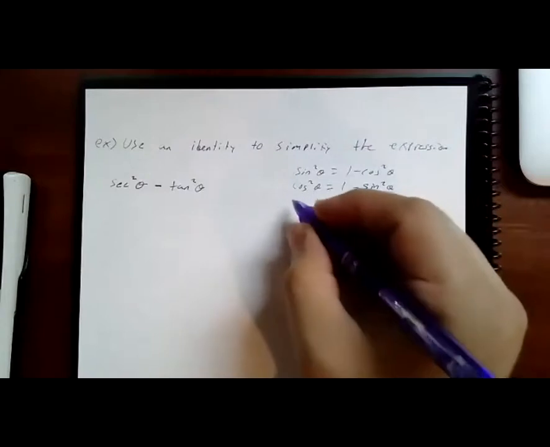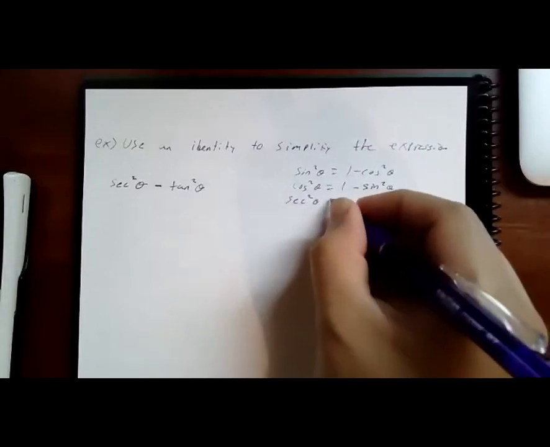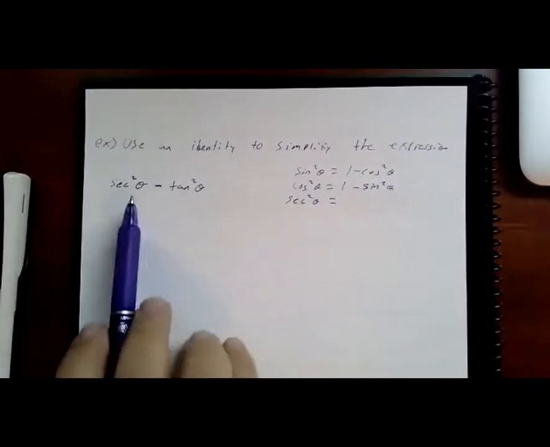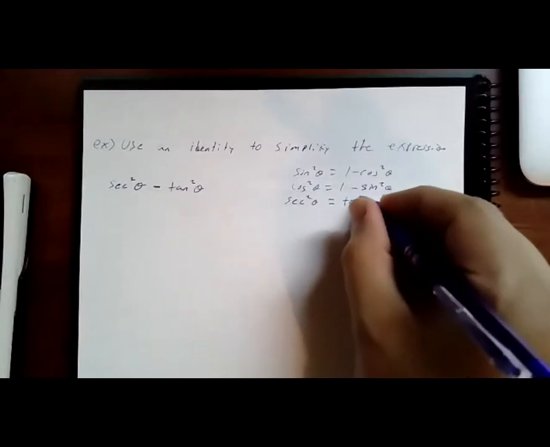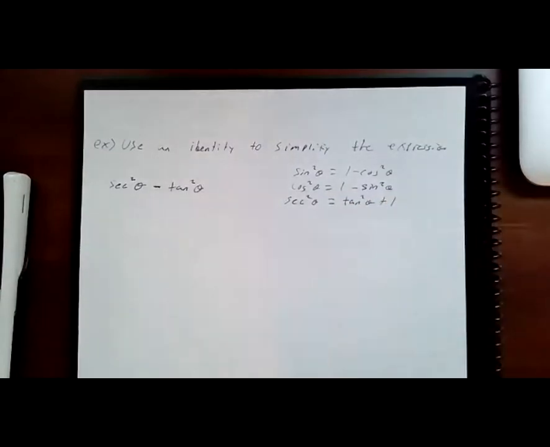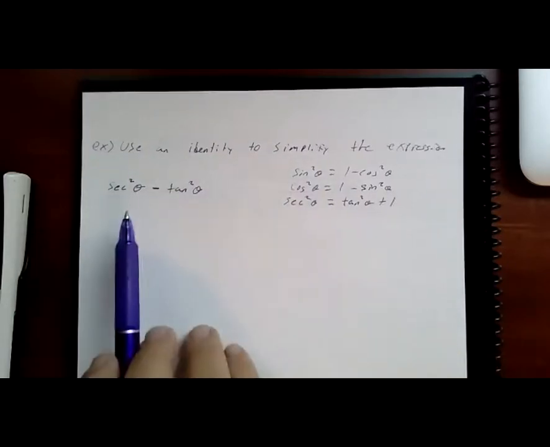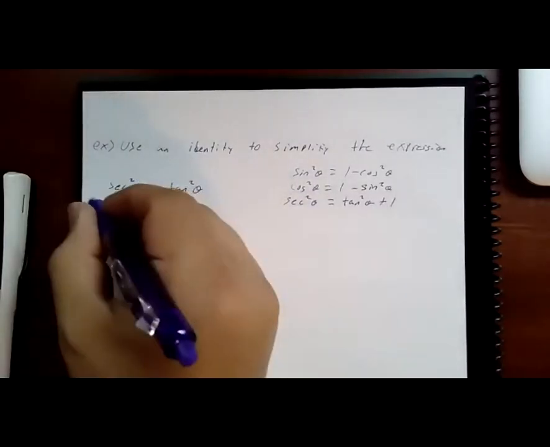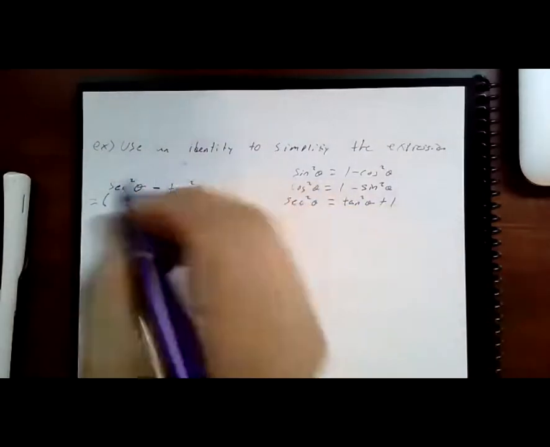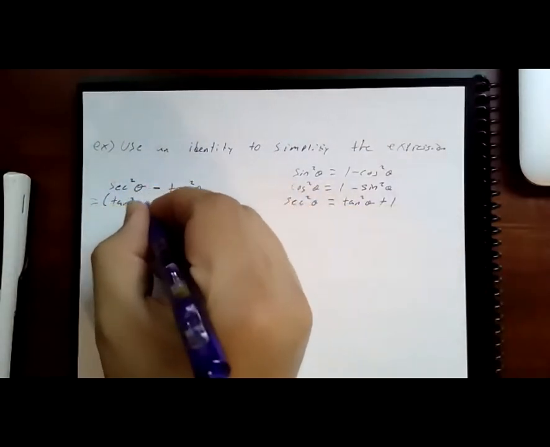So the one we need is the formula for secant squared theta, because perhaps we can replace the secant. So that should be tangent squared theta plus 1. I'm not going to make you memorize these. I strongly advise you have all your formulas on a formula page for an exam. What I need you to see, though, is how you can replace this one with tangent squared plus 1. So I'm going to substitute here and put in parentheses so it's more apparent. Tangent squared theta plus 1.